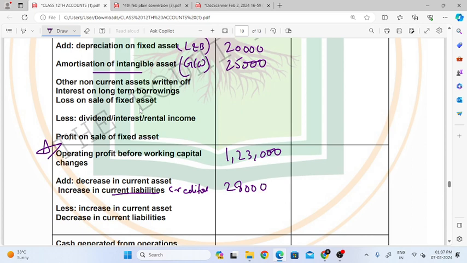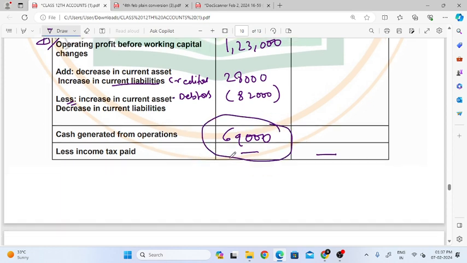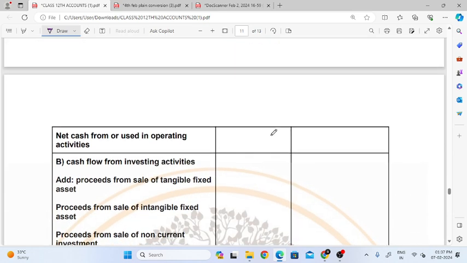Then we have the increase in current asset, debtors. How much are they increasing? 82,000, but we have to subtract it because an increase in current asset we subtract. Then cash generated from operations we have to find out, that is 69,000. Income tax paid, is there anything? No. Then move to the next. So the cash generated from operations is 69,000, and net cash from operating activity is 69,000.